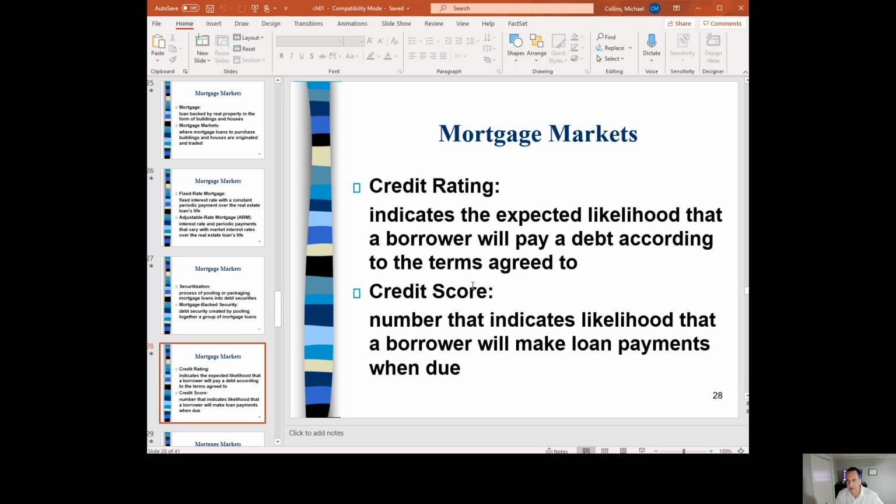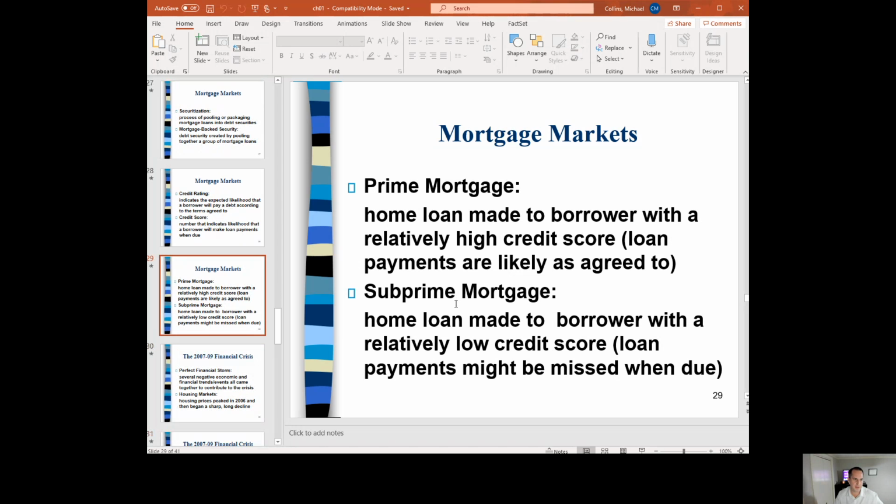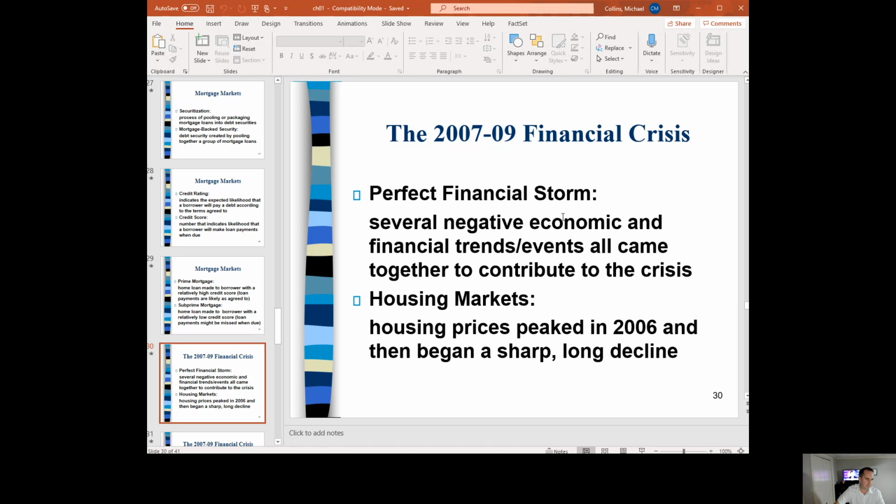Credit rating, touch base on what I just talked about. Credit rating indicates the expected likelihood of the borrower repaying. It's kind of like your credit rating and the credit score, very similar. Companies and individuals can all have some form of a credit rating. The prime mortgage, that's a home loan made to a borrower with a relatively high credit score. Subprime is a low quality mortgage. So you have mediocre credit and you have a higher interest rate.